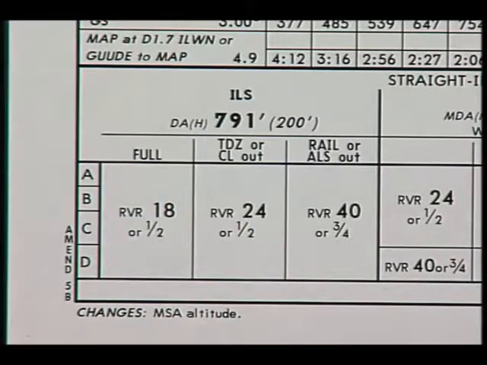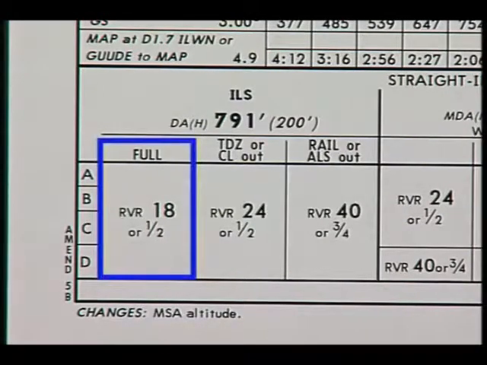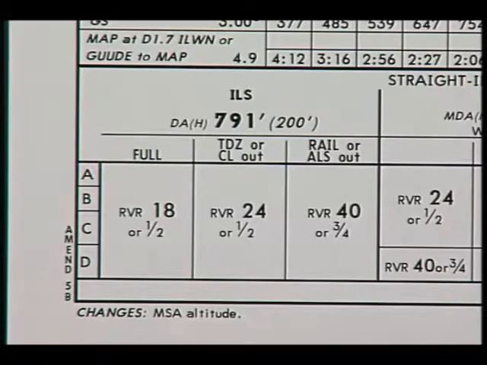The first column of an ILS approach is designated as full. The minimums within this column apply when all components are operational. In this example, no matter what category of aircraft you are flying, you can descend to a decision altitude of 791 feet MSL, which is 200 feet above the touchdown zone elevation. Notice that these figures are labeled DA parentheses H.